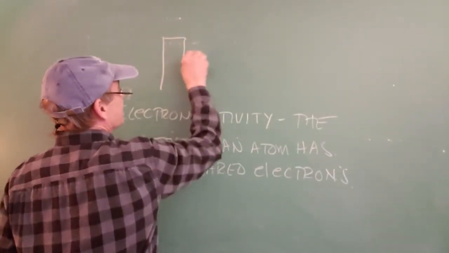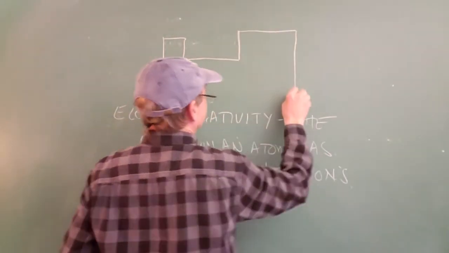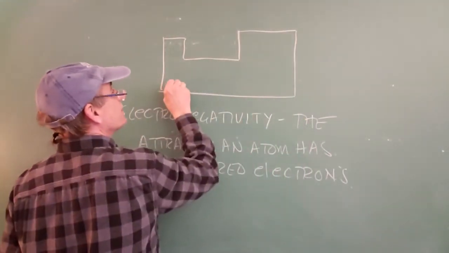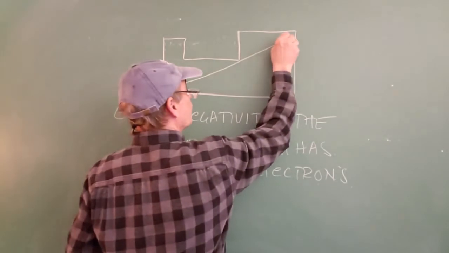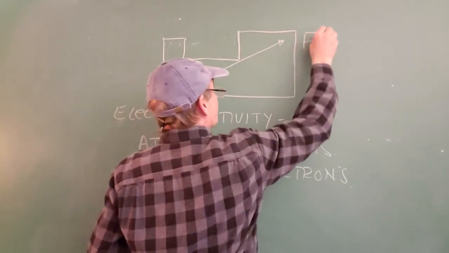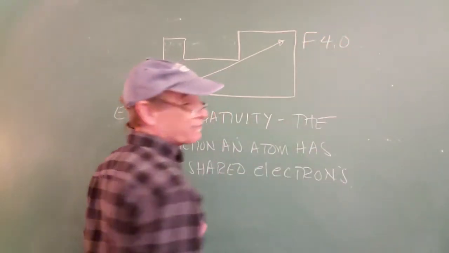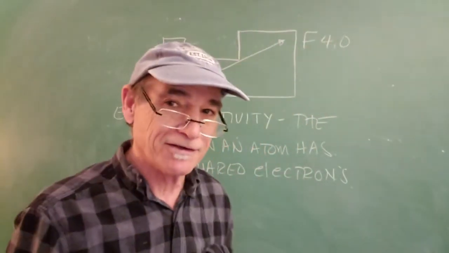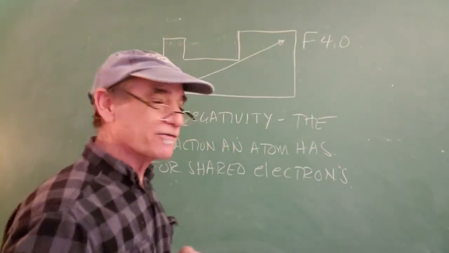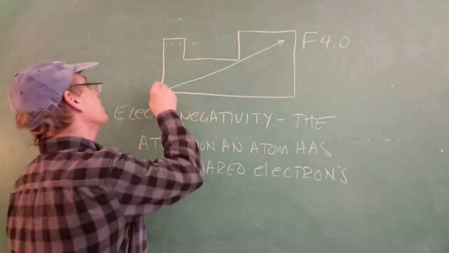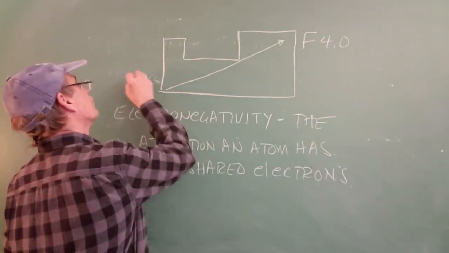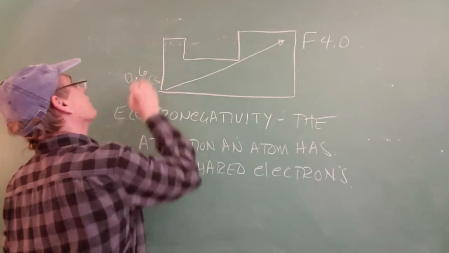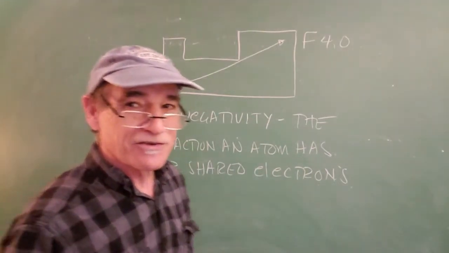On the periodic table, electronegativity increases going up in this corner. Fluorine is the top dog. It's got a value of 4. There's a table of this in your text on page 407, with the electronegativities of all the elements. And down here, cesium doesn't actually go to 0. It's got an electronegativity of about 0.6.